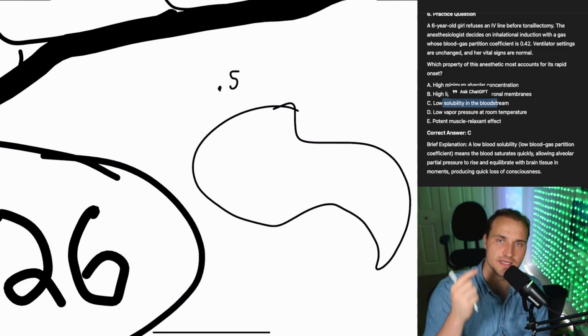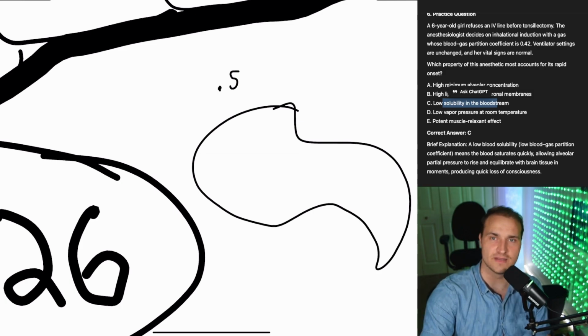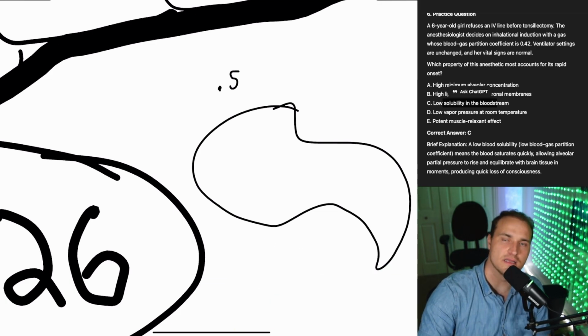And the induction speed is determined by the solubility, the ventilation, and the cardiac output. So think about it like more breaths, more molecules delivered to the alveoli. The low cardiac output will speed up the induction because less blood removes the anesthetic from the lungs. And so there's this blood gas partition coefficient. That's the ratio of the anesthetic that's dissolved in the blood versus the alveoli. So the lower it is, the sooner the blood saturates, and the lower the coefficient, the faster the onset.